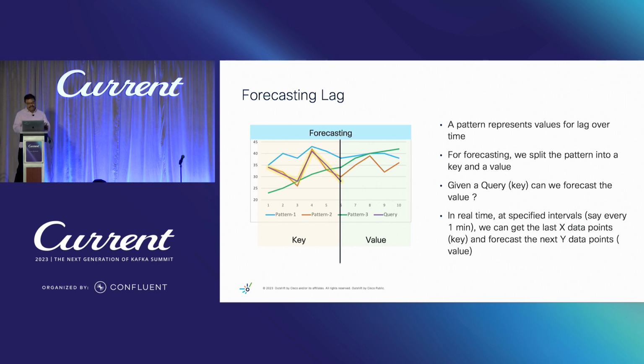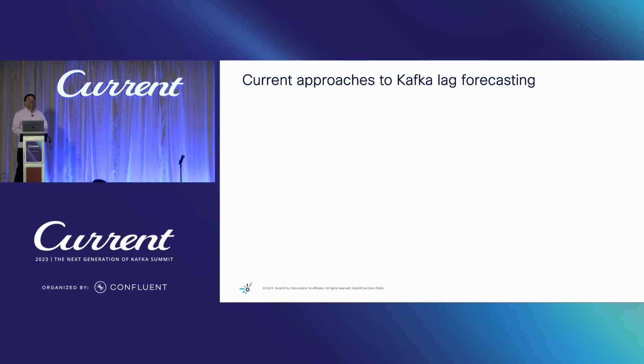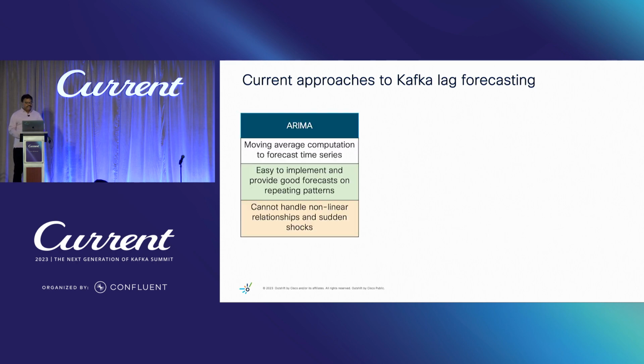The most important thing being, can I predict the value if I know the key? And for that, what are the approaches that are available today for lag forecasting? The first one is called ARIMA, or moving average computation. This is the classical time series modeling technique that has been there for quite some time.